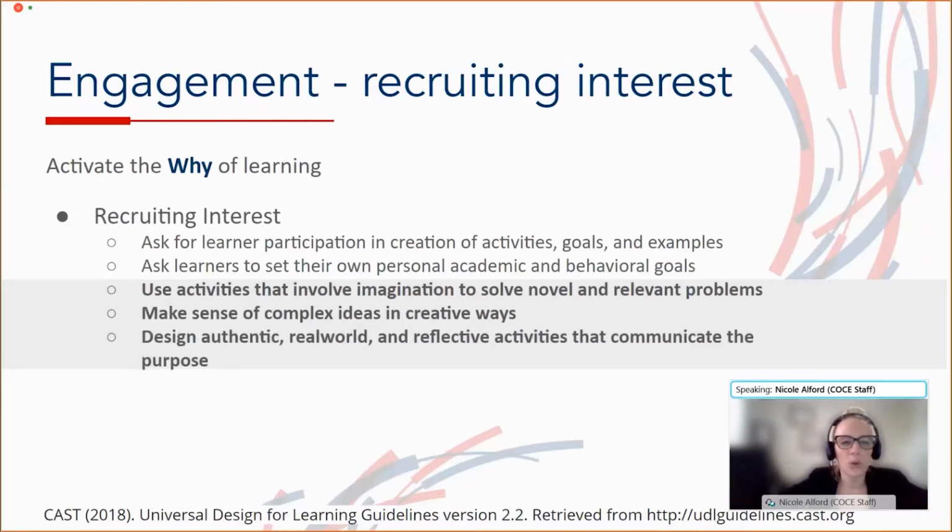Design authentic, real-world, and reflective activities that communicate the purpose. So a lot of the time students may say, oh, I just submitted that, or oh, why am I doing that? And one of the ways that you can engage and recruit that interest to motivate your students is to get them involved in these real-world examples. Think of ways that they can apply this to a scenario, maybe in a small group, or maybe just individually in a discussion of how they would solve the problem using a concept.